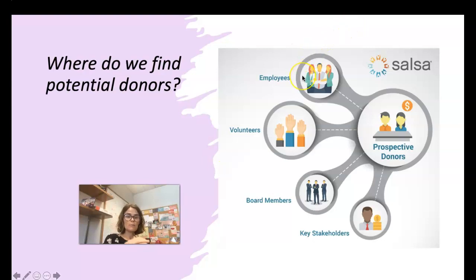So existing employees. You might think, employees, why would they be a source? Well, one, potentially they would be interested in donating their own money to the organization, but also they have friends and family members or are a part of other groups or organizations. And if they're an employee of your organization, they will very easily be able to tell people about what you're doing and what the mission is.